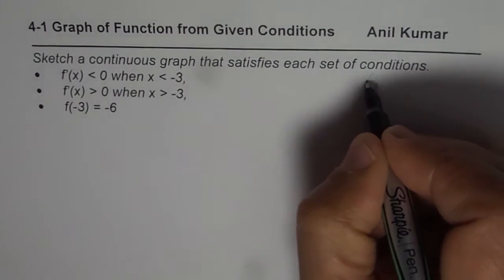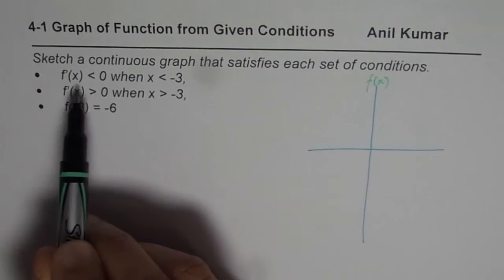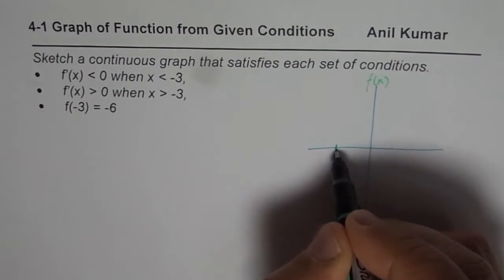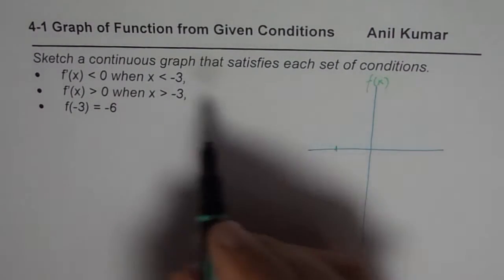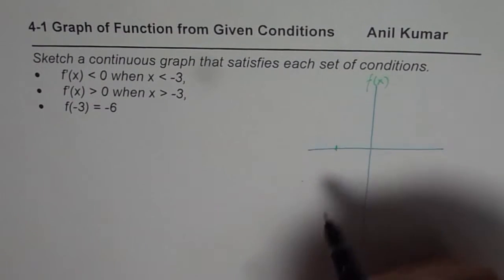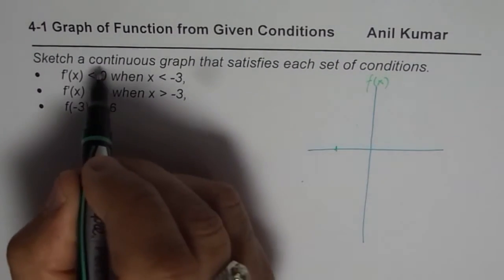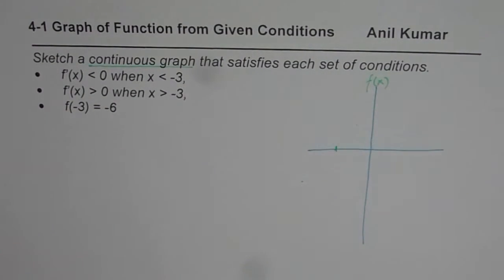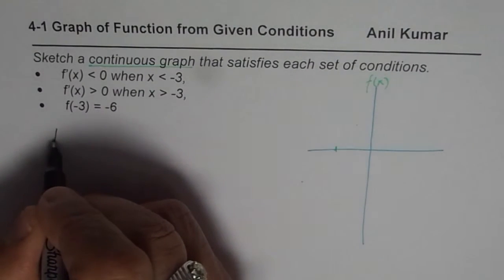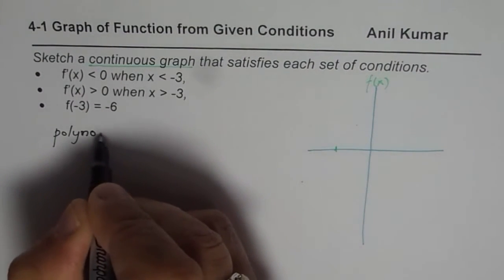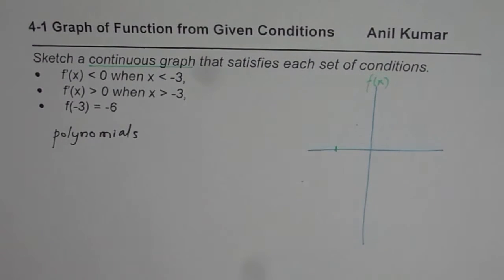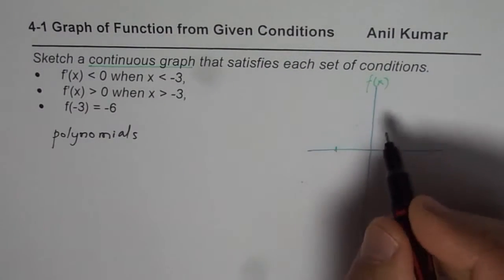So I'll sketch the graph of the derivative from the given conditions. It says it is negative when x is less than -3. Let us say this is -3 for us. So it is negative on this side and positive on the other side. And since we are working with continuous graphs, we'll look into polynomials. So the set of graphs which we need to draw is kind of polynomials, right? Since we are looking for continuous graphs, that is the best option for us, right?